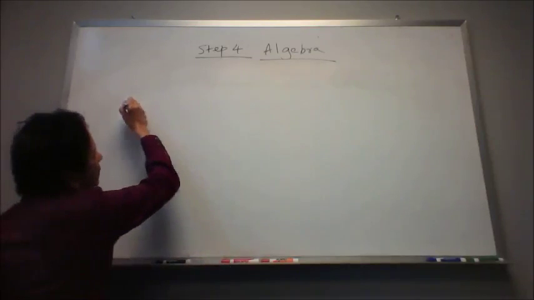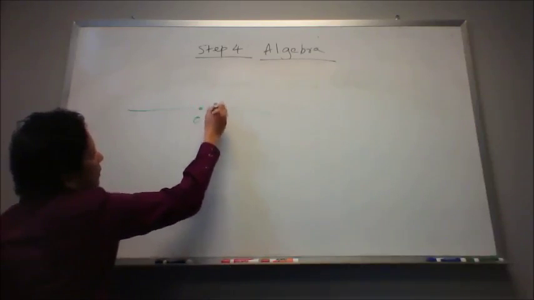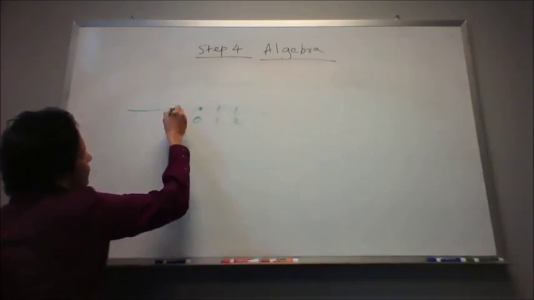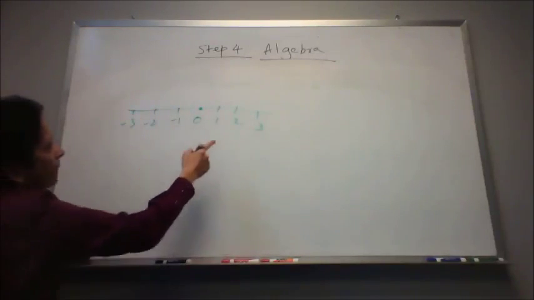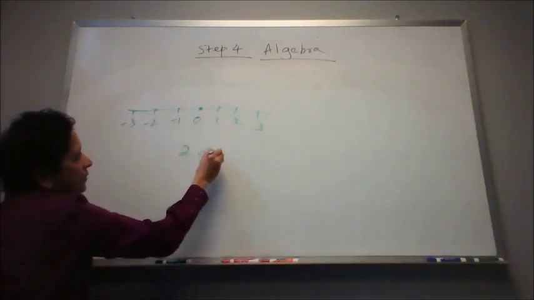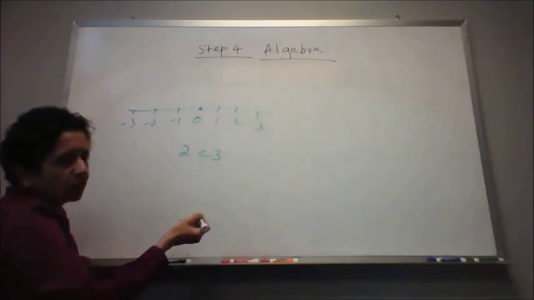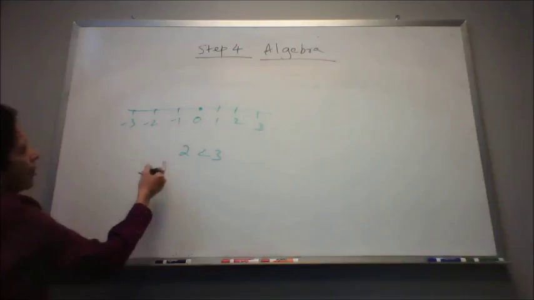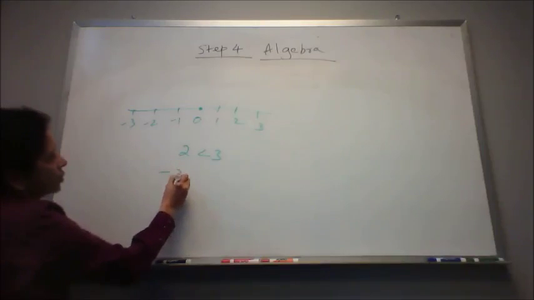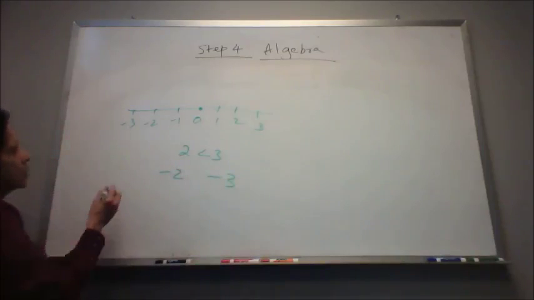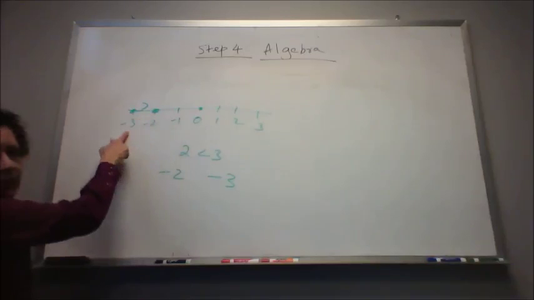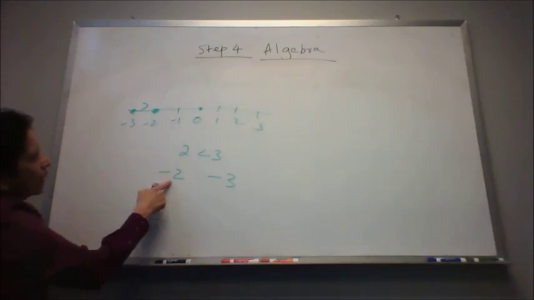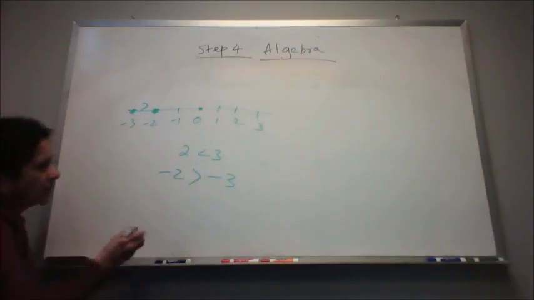Let's say we've got a number line. We talked about that before, I'm going to review that. Now we know that 2 is less than 3, you know that. But when you put a minus 2 and minus 3, what is the relationship? Minus 2 is greater than minus 3, right?